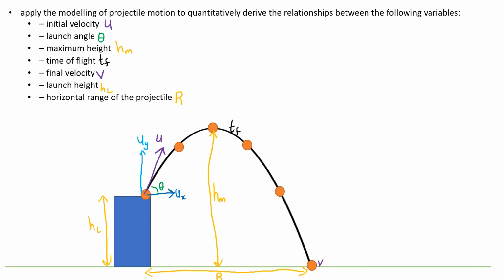Okay, so we've got all our definitions now. And because we want to quantitatively derive the relationships, quantitative meaning that values and numbers are going to be involved, this is going to be not only a sort of pictorial representation of projectile motion, our model is also going to have to include mathematical equations too.